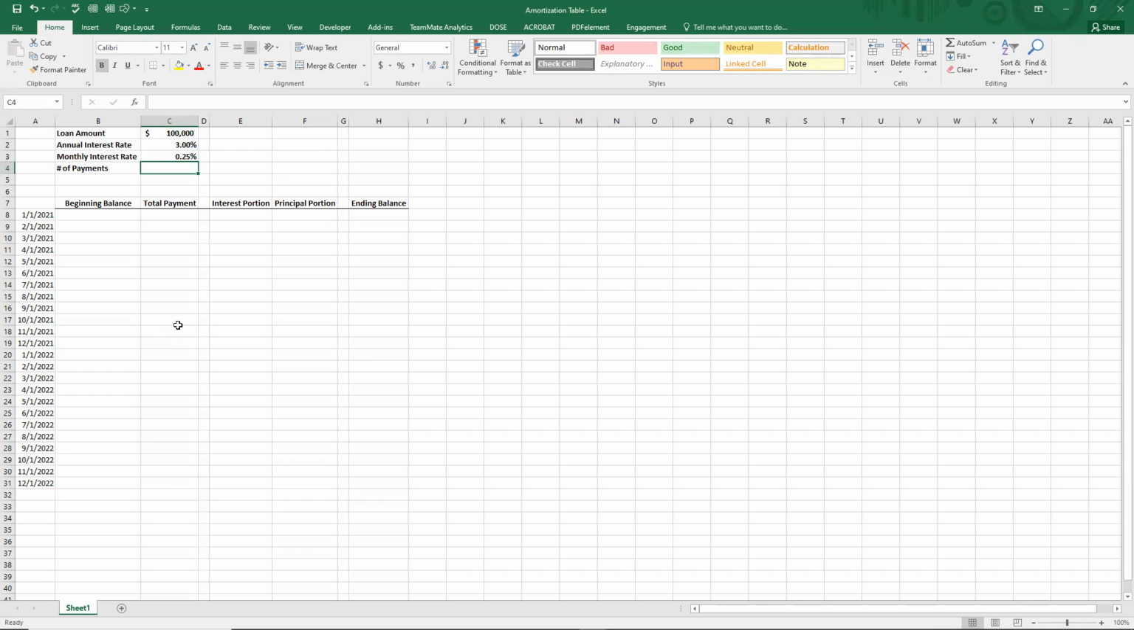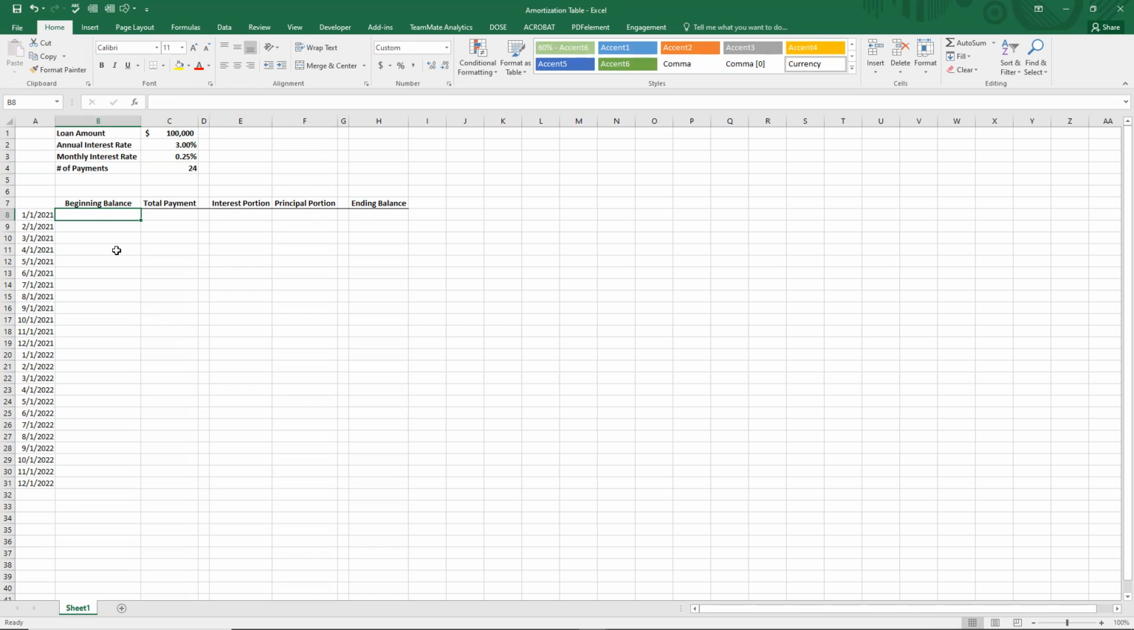For this example, we have a 2-year loan term. So based on the monthly payment term, we're going to have 24 payments. So 2 times 12 months is 24 number of payments. Now going down to the actual amortization table, we have several columns here. One is beginning balance, next is total payment. The other columns are interest portion and principal portions of the total payments. And lastly, we have the ending balance.